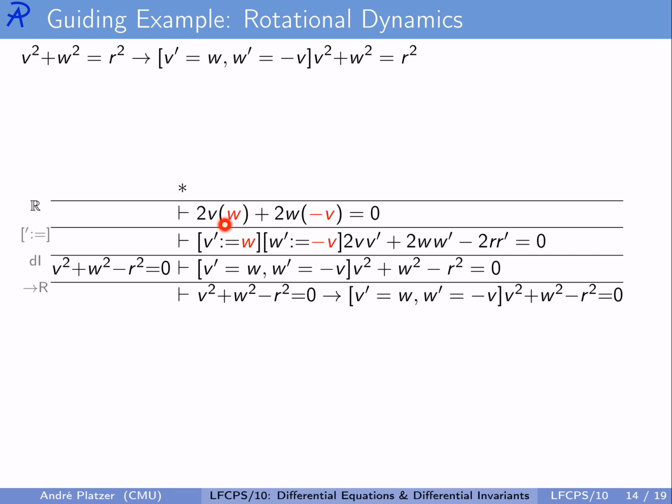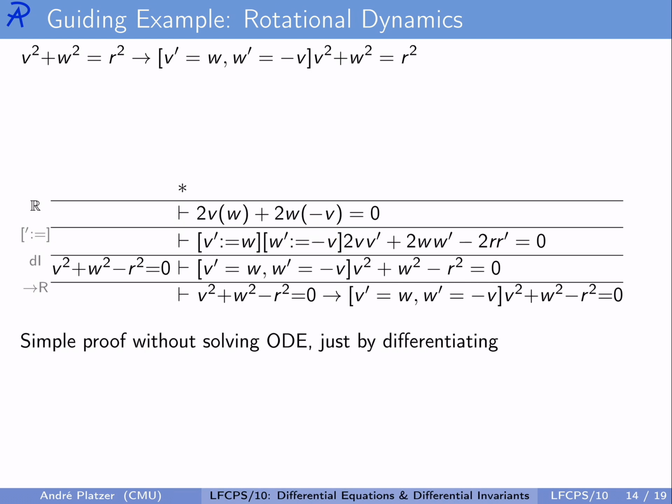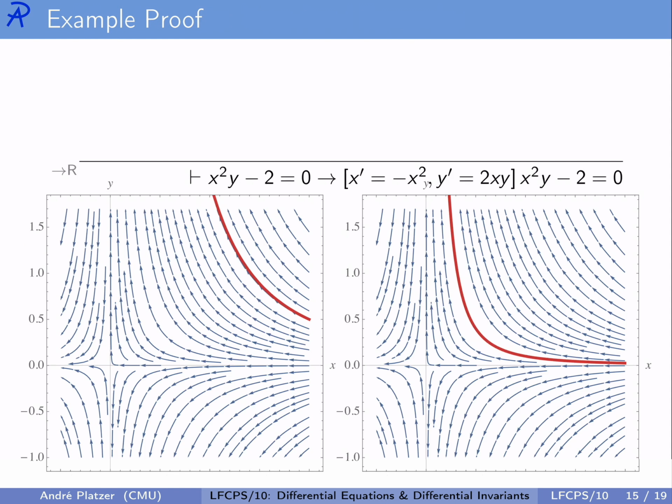And now we have 2vw plus 2w times minus v, which overall, of course, cancels and gives us a very simple real arithmetic proof, which enabled us to do a proof of this property without ever solving the differential equation, just by differentiating the question. Prime, prime, prime, prime, prime everywhere. And that's super exciting. Let's do that again on another example.